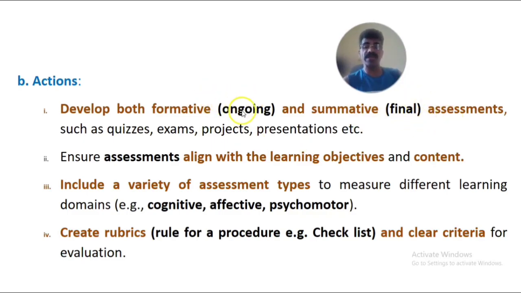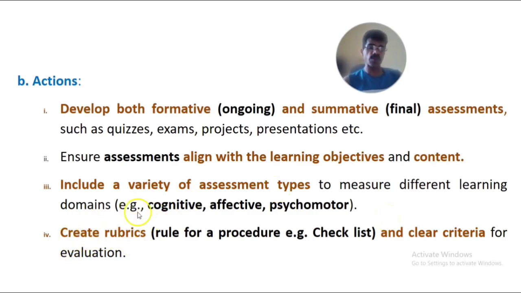So ongoing evaluation is done by conducting unit tests, and summative evaluation or assessment with the final model exam and university theory and practical examinations. Then ensure assessments align, that is, balance with the set learning objectives and subject content of theory and practicals. Then include a variety of assessment types to measure different learning domains: the cognitive domain, knowledge; the affective domain, attitude; and the psychomotor domain, skills. For example, for the psychomotor domain, we can use a checklist to assess the performance of the students in a particular nursing procedure.